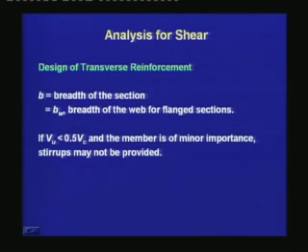If Vu is less than half of Vc and the member is of minor importance, stirrups may not be provided. That means the code gives us some freedom that if the shear demand is half of the shear capacity of concrete and the member is of minor importance, in that situation we may not provide stirrups, but otherwise we have to provide stirrups. If Vu is less than Vc, we have to provide the minimum amount of stirrups.